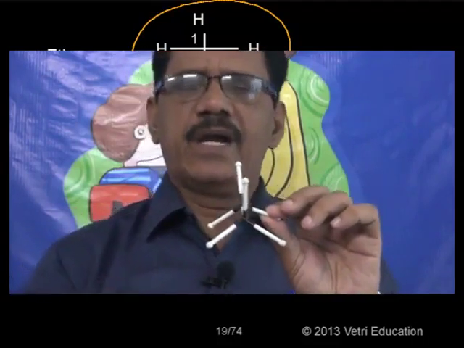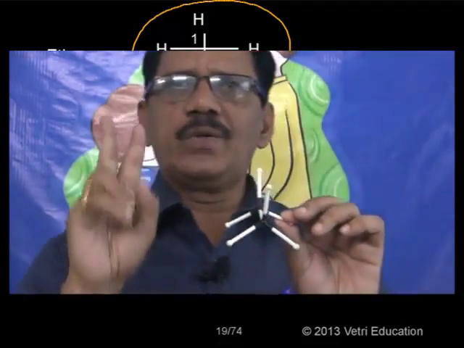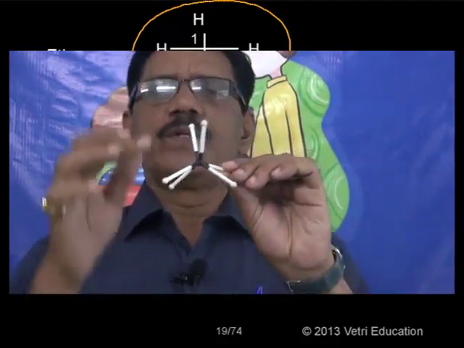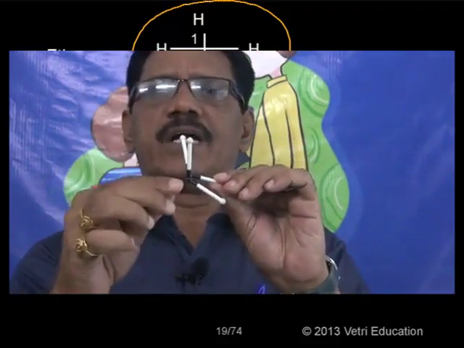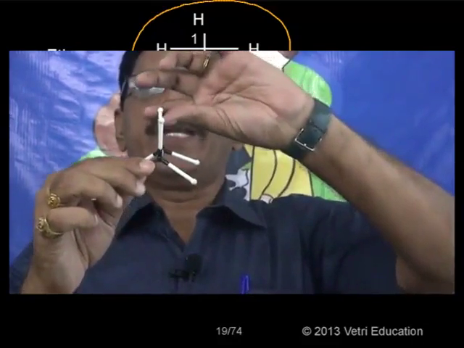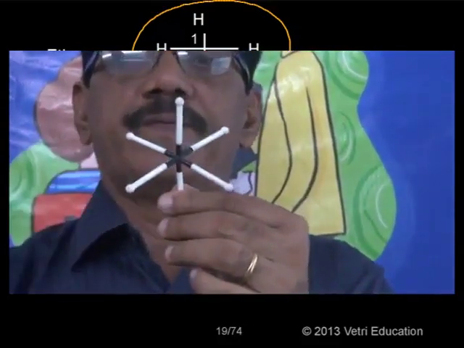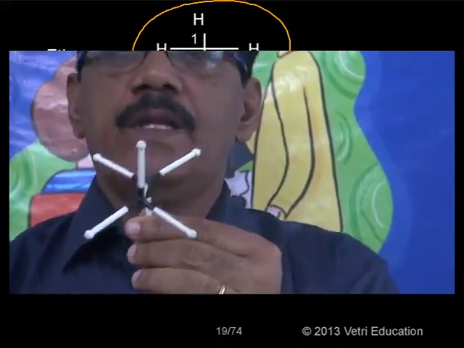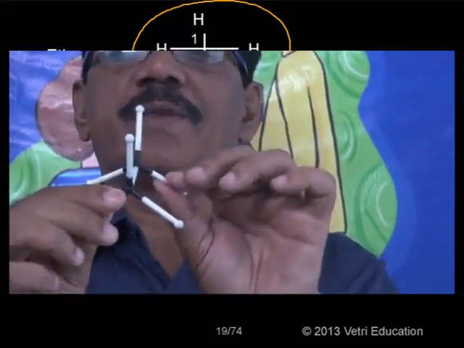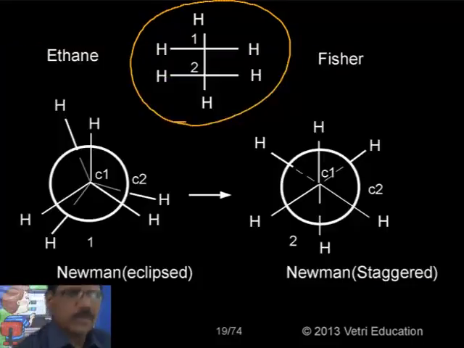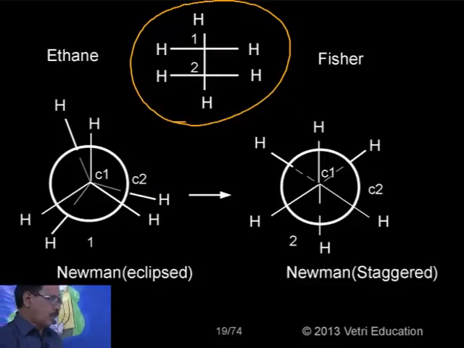The idea here is, according to Newman, there are only two conformations possible for ethane. This is one, where hydrogen and hydrogen are facing each other. This is another, by rotating clockwise 60 degrees, now this is another conformation. This is staggered. Again, if you rotate another 60 degrees, it comes back to the original. So only two conformations are possible for ethane.